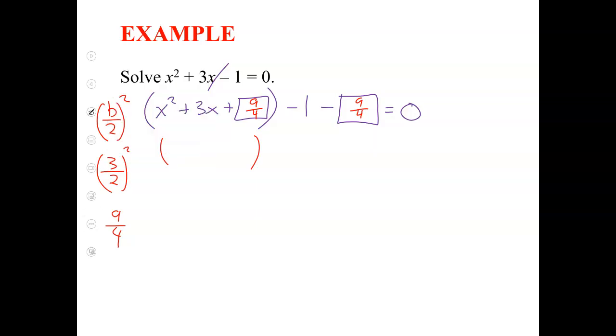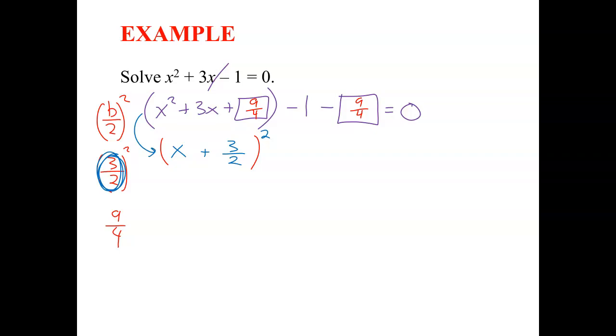Square root of x squared, x, square root of 9 over 4, 3 over 2. That's that same number we had here before we squared it. Quantity squared. Perfect square trinomial into a binomial square. Now we just need to simplify what's on the right.